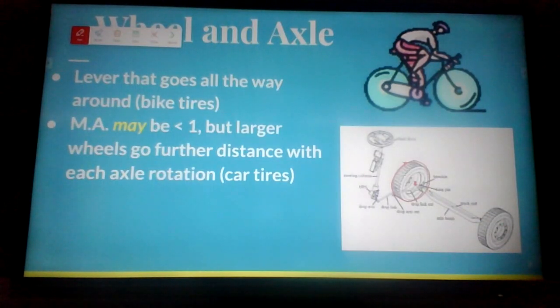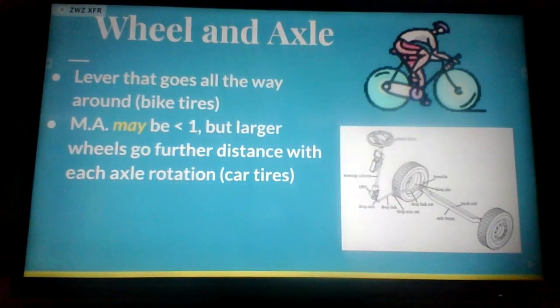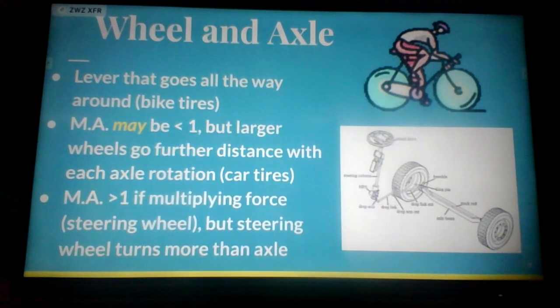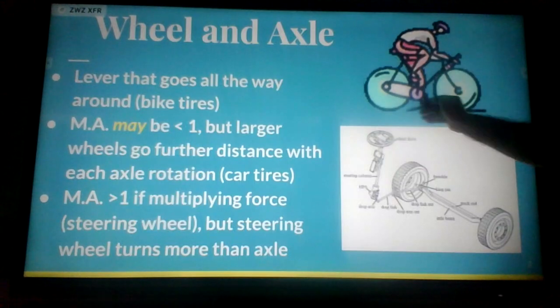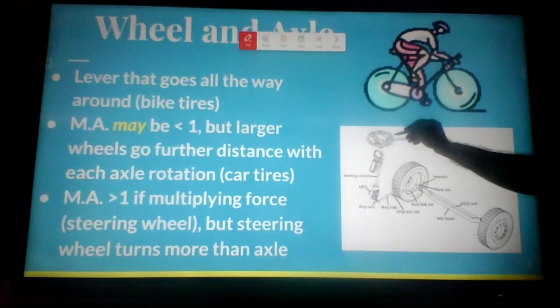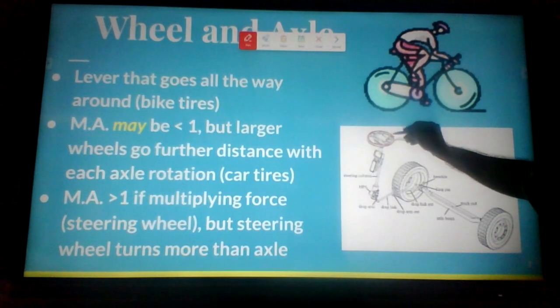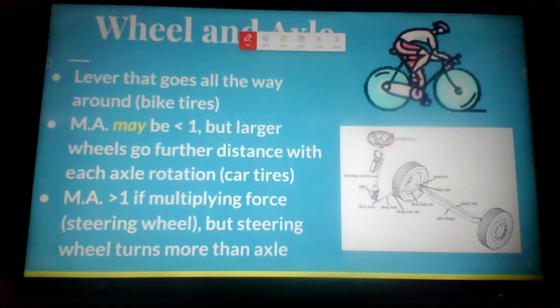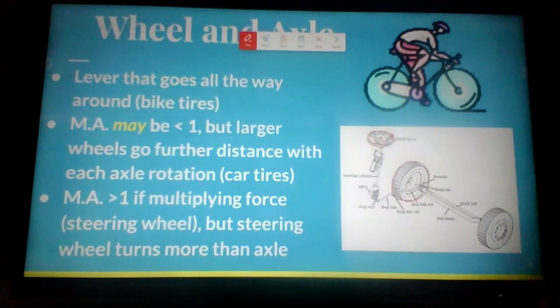And the larger the wheel, the more distance. That's common sense, but scientifically speaking, that really should make sense. If our mechanical advantage is greater than 1, that means we have a multiplying force, like the steering wheel will do. But remember, the steering wheel will turn a lot more than the axle. So if we grab the steering wheel at around this point here and start to turn, that circumference, one complete rotation, is going to be a lot more than that pivot point right there. That's going to cause the tires to turn. And then the tires, as we said a moment ago, they're going to make a complete revolution. The bigger the tire, the more distance.